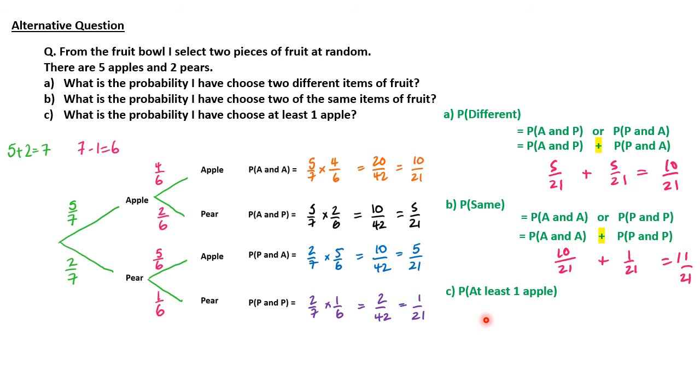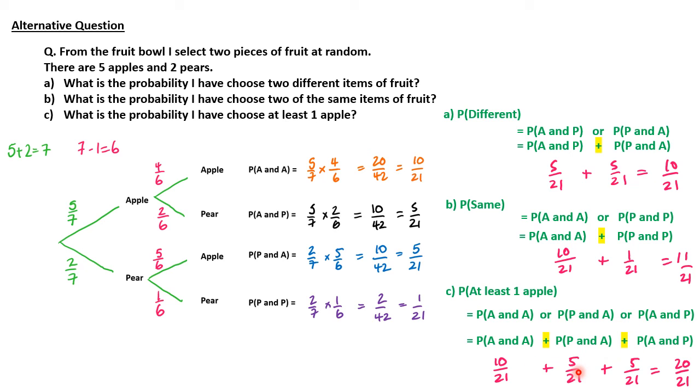The last bit then, at least 1 apple. So there's 3 ways you could end up with at least 1 apple. Apple and apple, pear and apple, or apple and pear. And again, it's an OR situation, so we need to add those 3 together. 10 out of 21 plus 5 out of 21 plus another 5 out of 21, 20 out of 21.